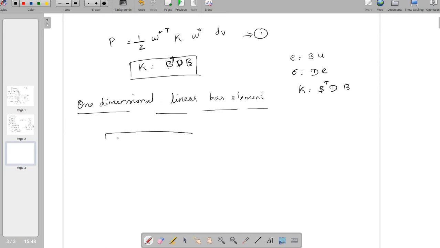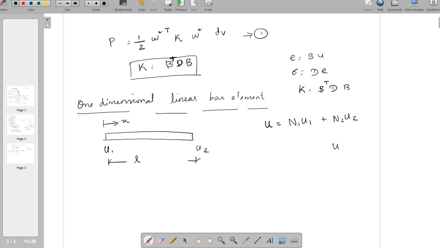So the bar is represented like this with the nodal displacements of U1, U2 from left side to right side, and total length L. We are going to introduce a new function that relates the global displacement with the nodal displacement. That is going to relate the global displacement with the individual nodal displacement. For that we are adding N1 and N2.